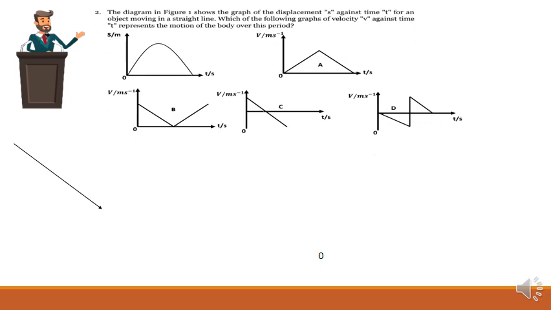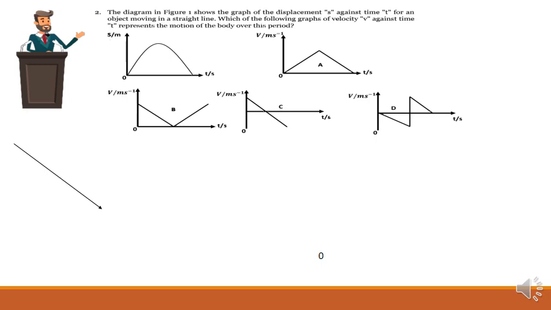This is what we have for question 2. It reads, the diagram in figure 1 shows the graph of the displacement s against time t for an object moving in a straight line. Which of the following graphs of velocity against time represents the motion of the body over this period?